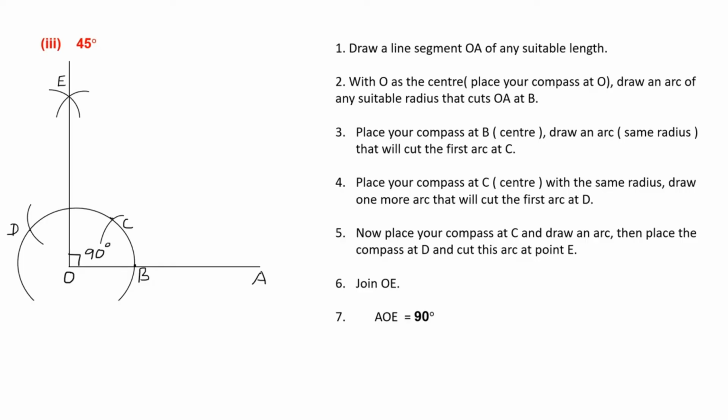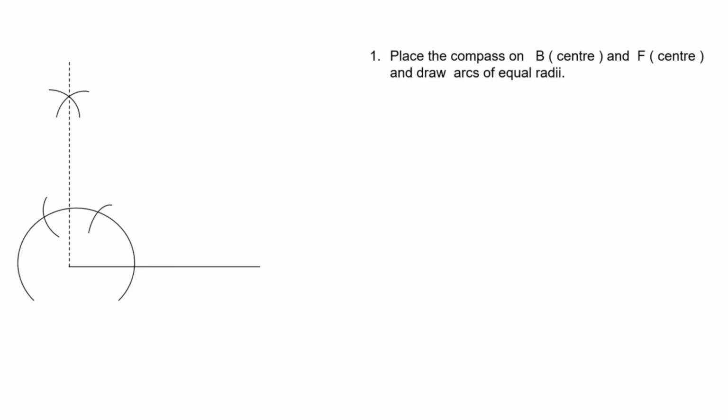Now we need 90 degrees to get 45 because we are going to bisect 90 degrees. Bisecting means dividing it into two equal parts. So to construct 45 degrees, the first thing we need to do is construct 90 degrees just like we did in the previous one. Now we begin to bisect this. So let's follow the steps. Now that we have finished constructing 90 degrees, we are going to bisect this angle. Once you bisect 90 degrees, each half will be 45 degrees.